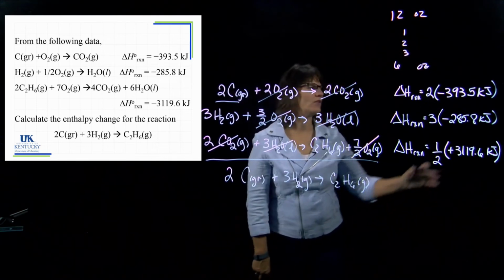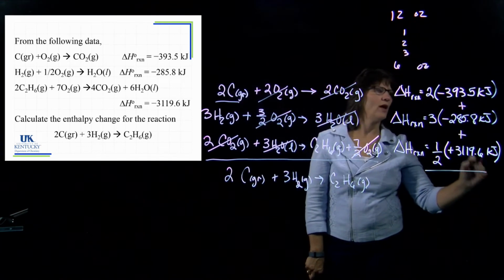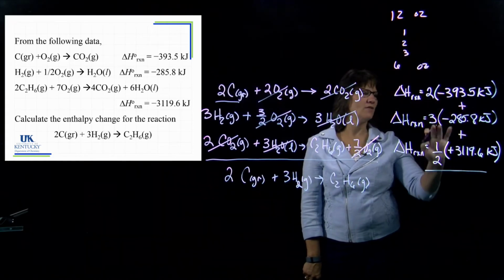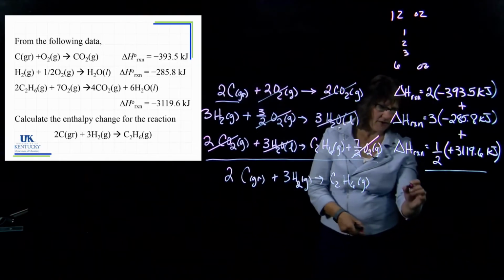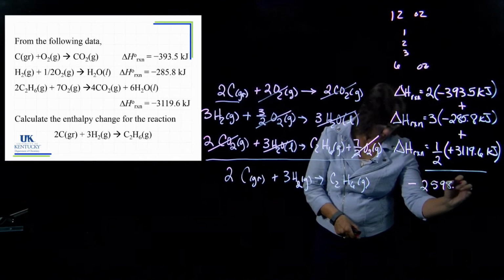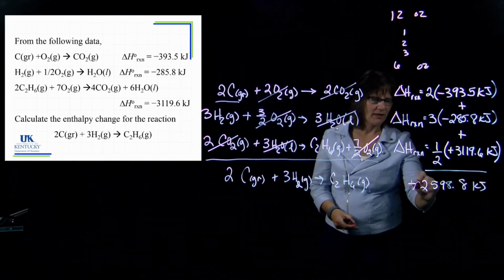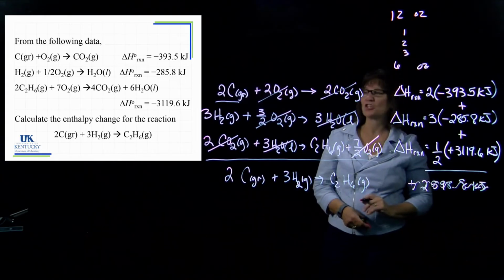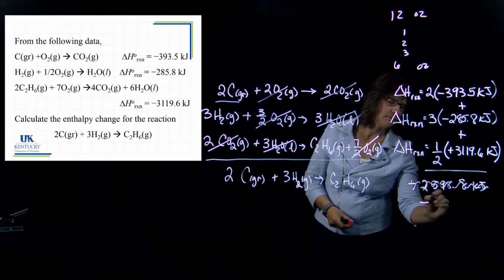So what do we do with all of these guys? Well, we add them together, being very careful that we're looking at our signs. This one's negative, this one's negative, this one's positive. And when I do that, I have a negative 2598.8 kilojoules. No, I don't. I'm looking at the wrong problem. Let's scribble that out. I have a negative 84.6.